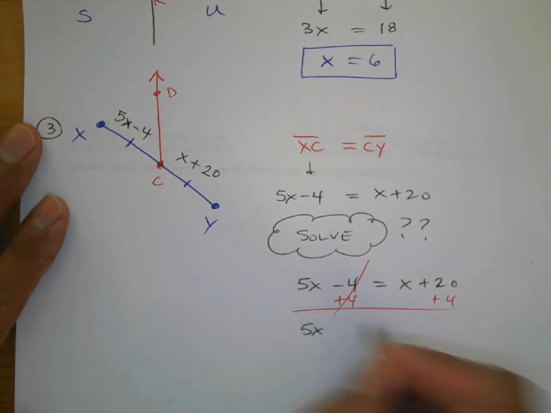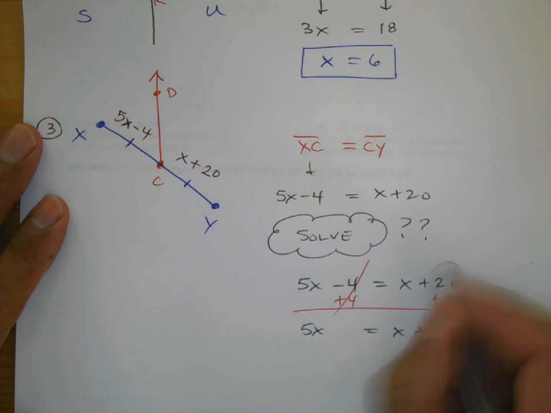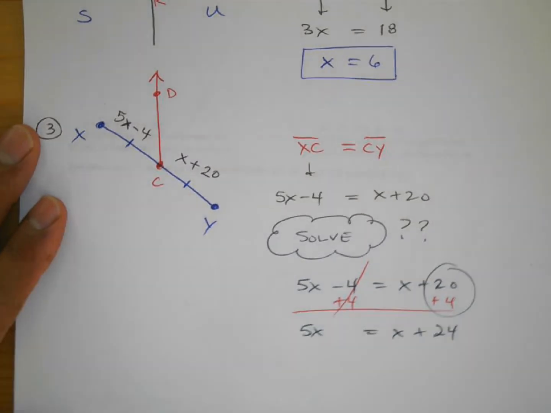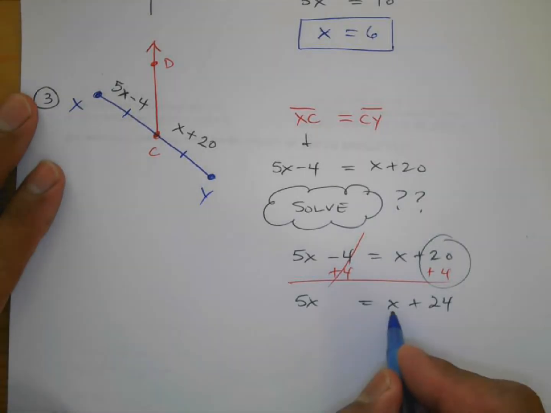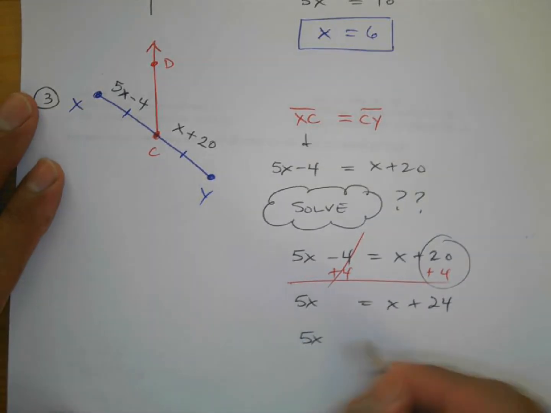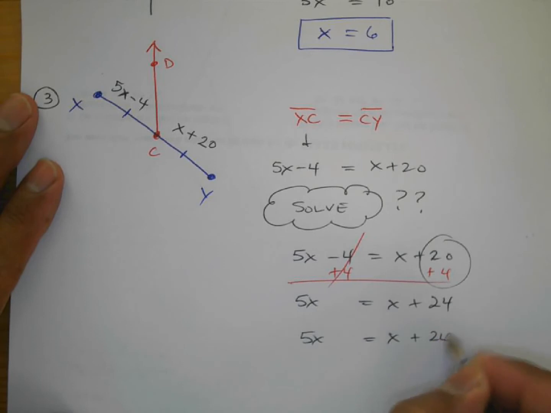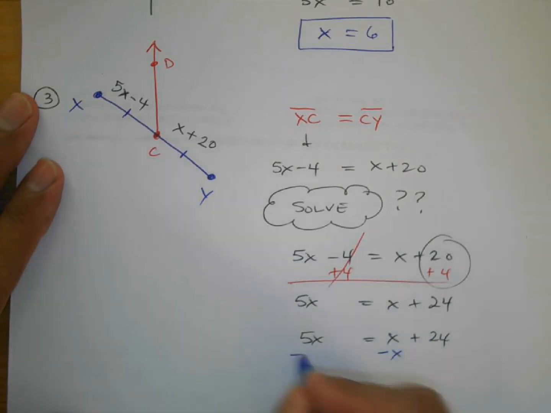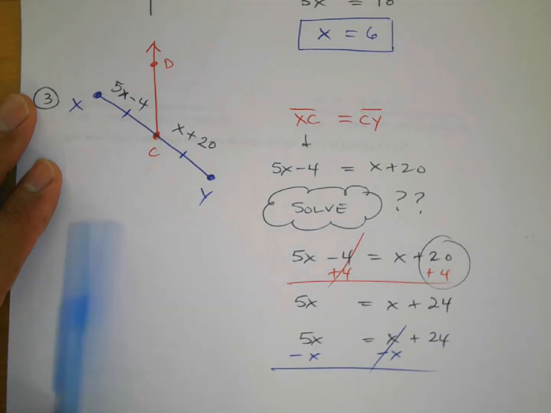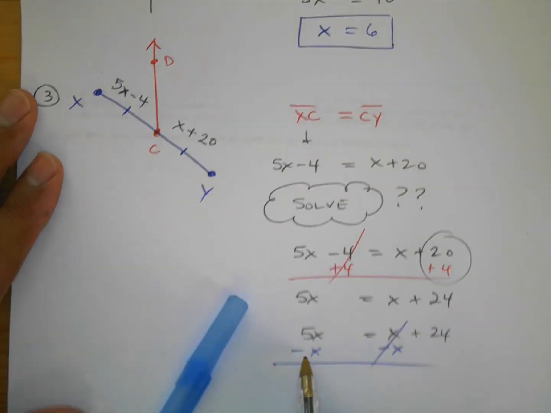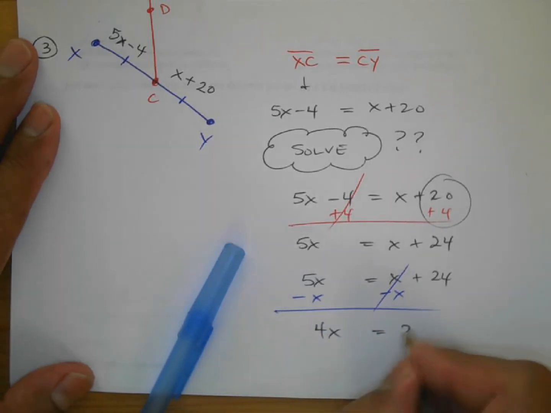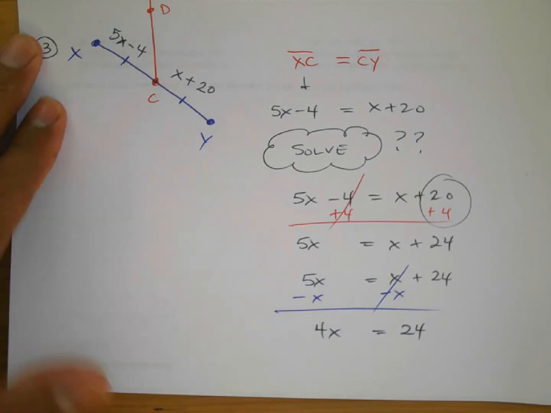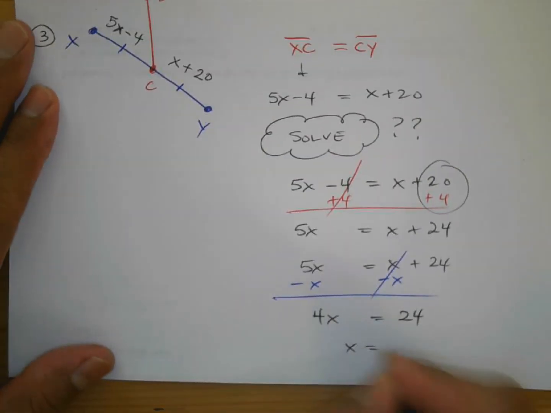That'll be 5x equals x plus what? 24. And then right here, you've got to subtract it here. So that's going to be a minus x and a minus x. You're not going to do 5 plus x. It's going to be 5 minus 1. That's going to be 4x equals 24. And then you're going to get x equals 6.